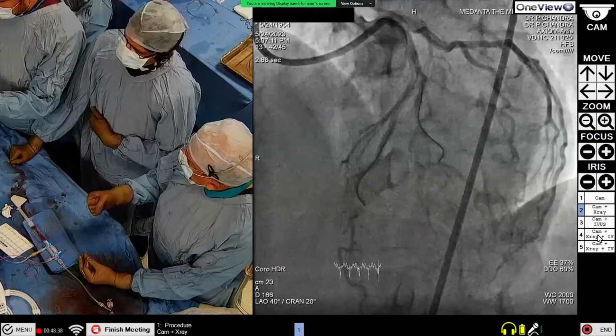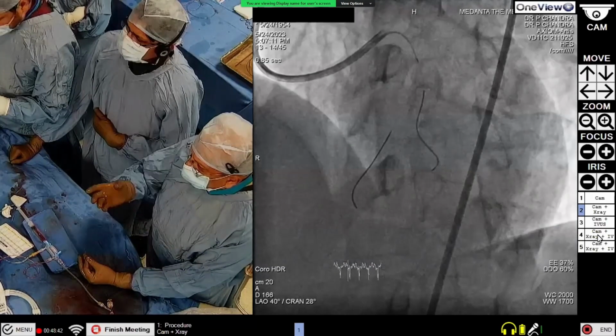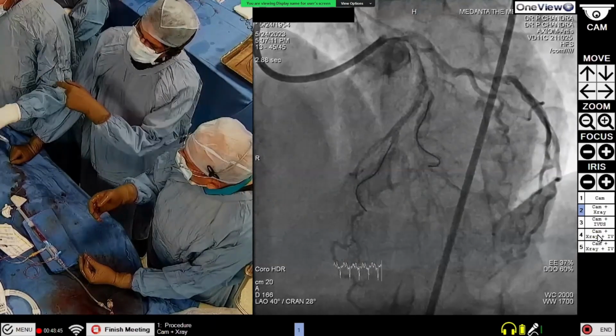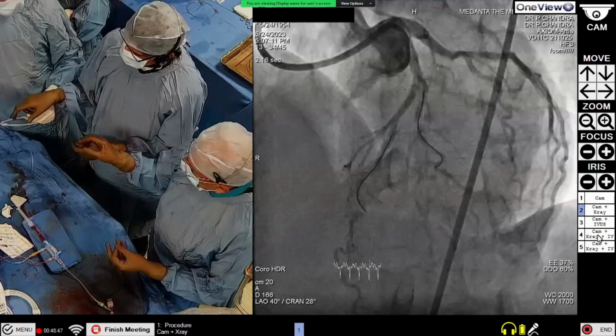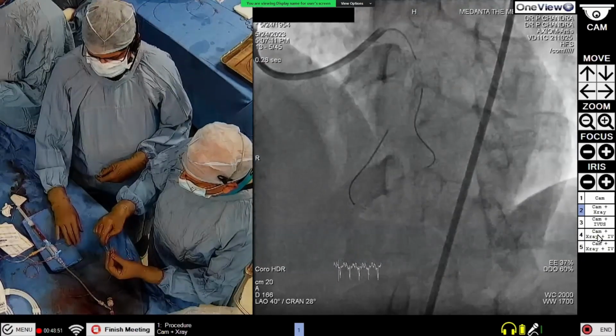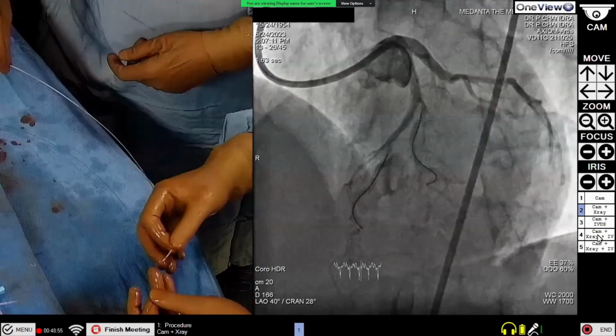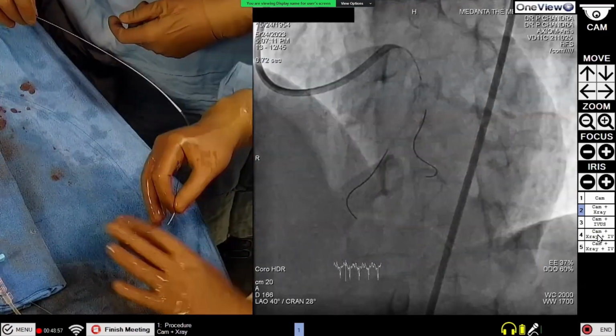But not necessarily, because proximally we are not doing anything. Okay. Proximal part of the vessel is absolutely normal. We can go beyond the bifurcation, beyond the diagonal. So this is a 2.5 into 15. Again, the same solution.